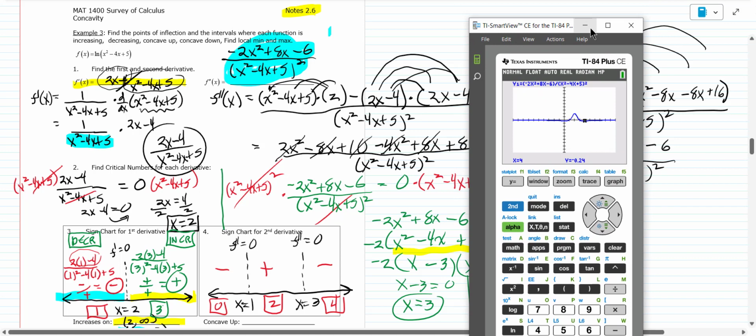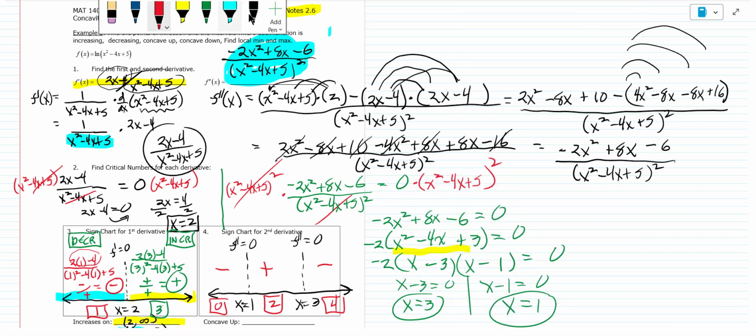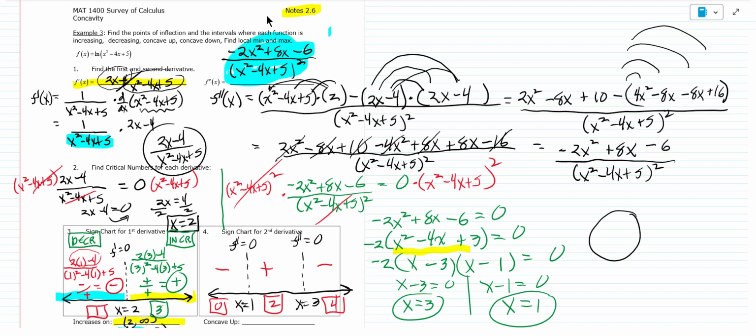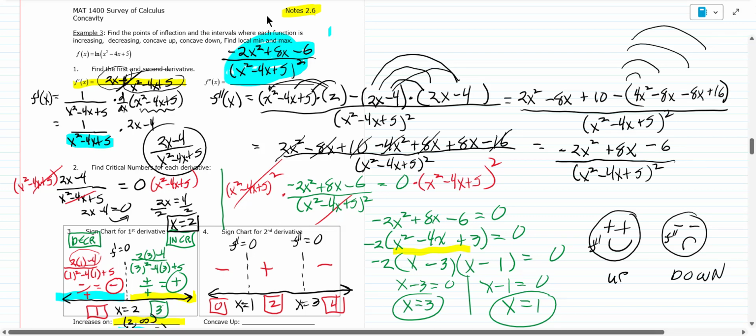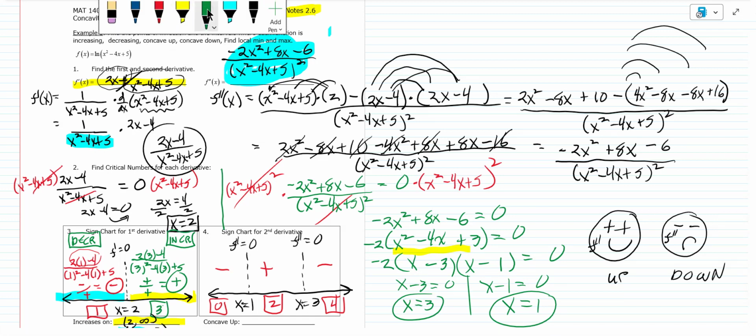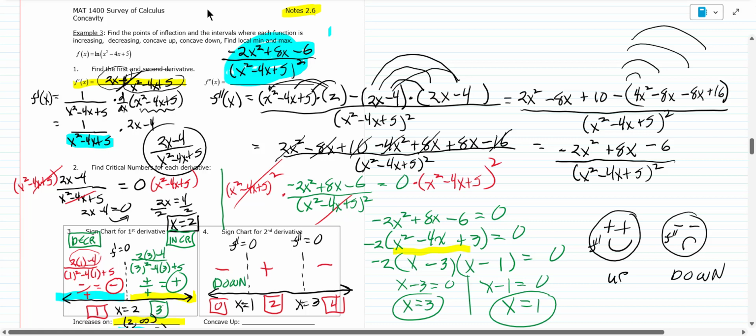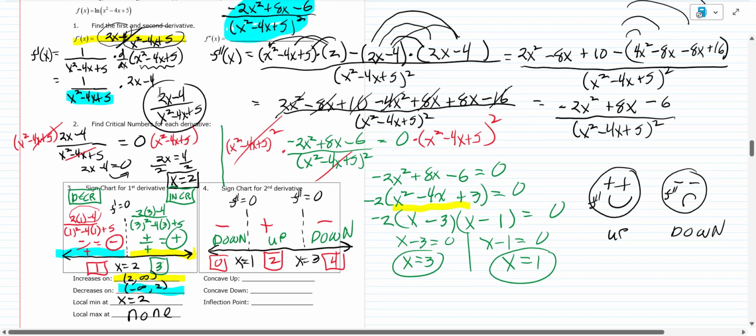So what we learned last time is I taught you these two faces. If the second derivative is positive, you are concave up. That means the graph is happy. If the second derivative is negative, the graph is sad at that point, so it's concave down. Those two faces tell you how to do the problem. So your concavity goes like this: you're going to be concave down, then concave up, then concave down. That's all you have to do on that.